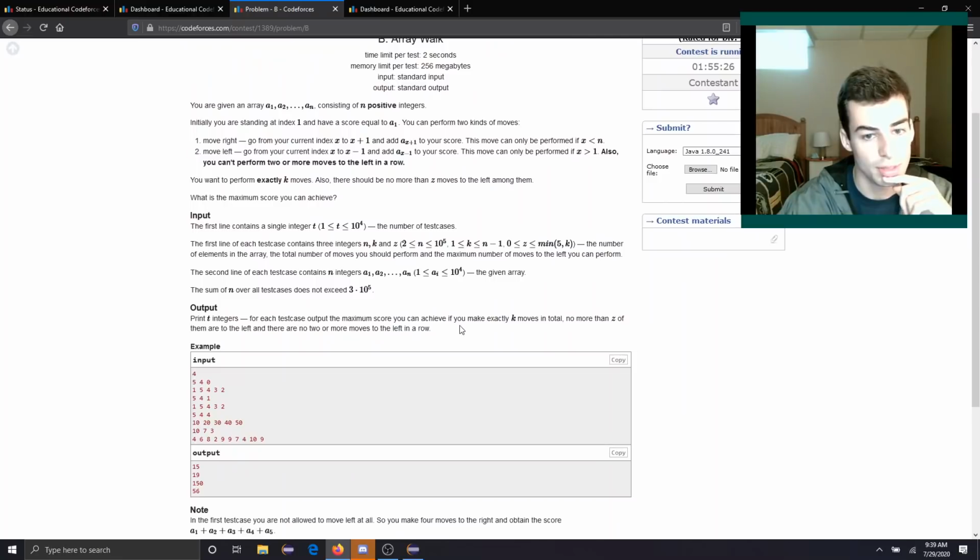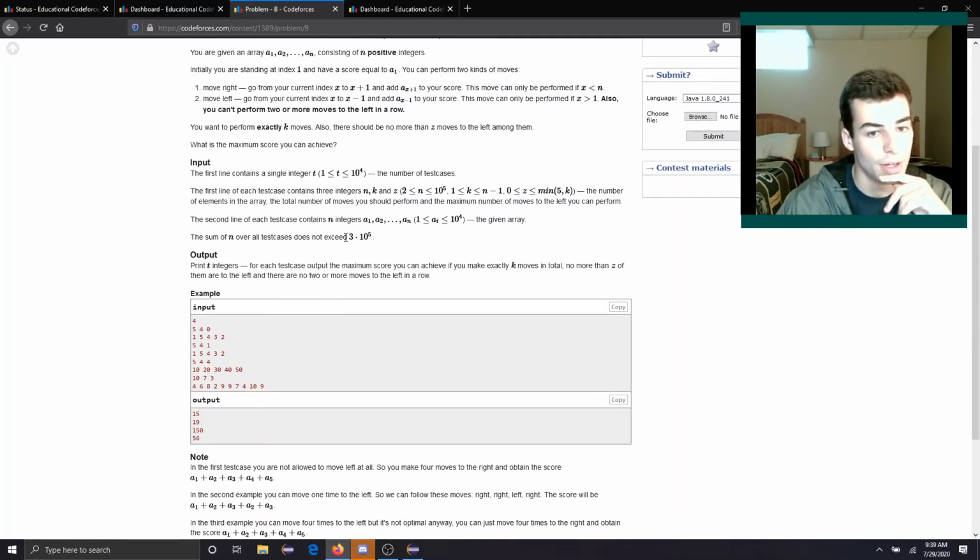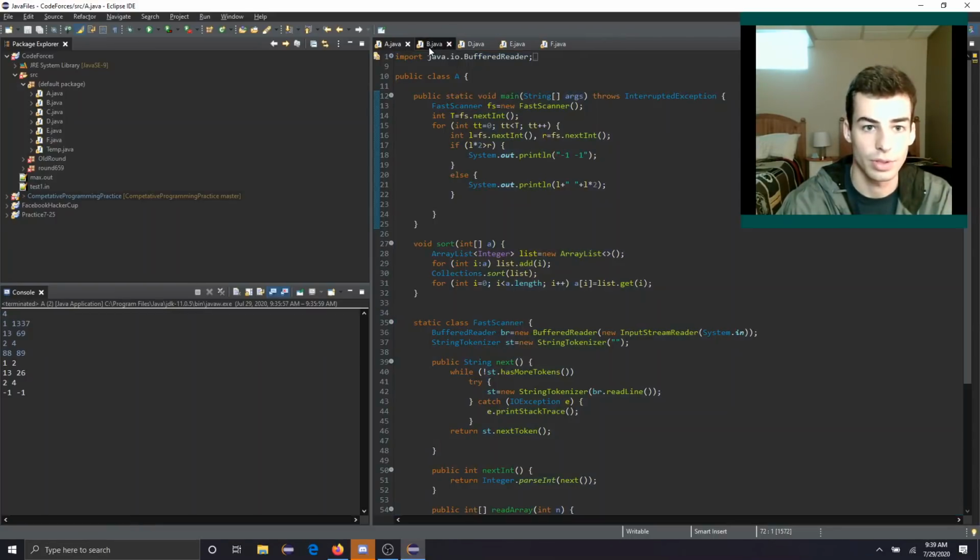Yeah, so we can do a DP. So you can always make k moves, because you could always just move right as many times as you want. And you can do a DP at your index times z times what you moved last. So that's the idea.